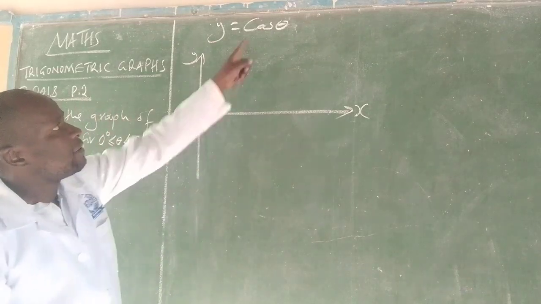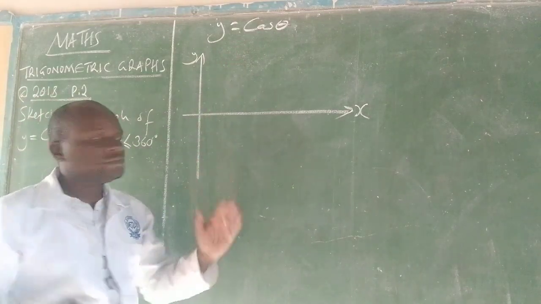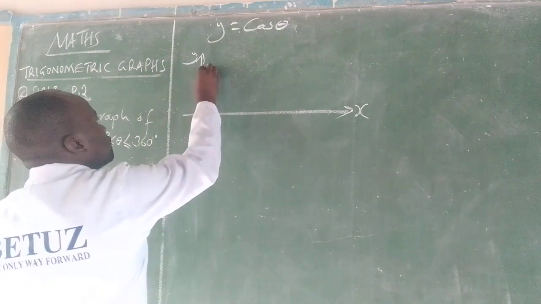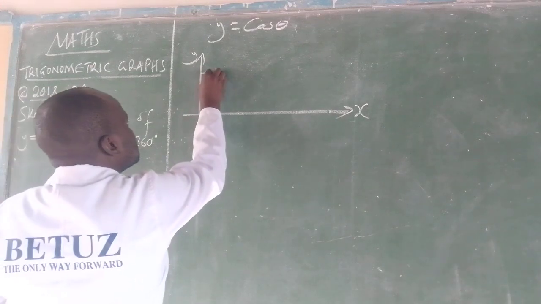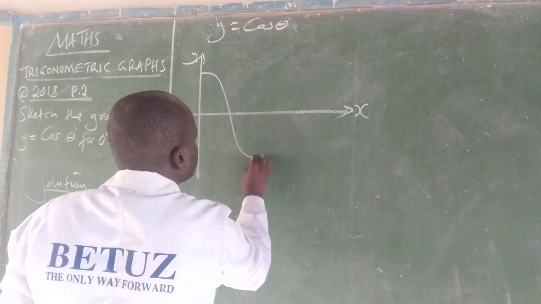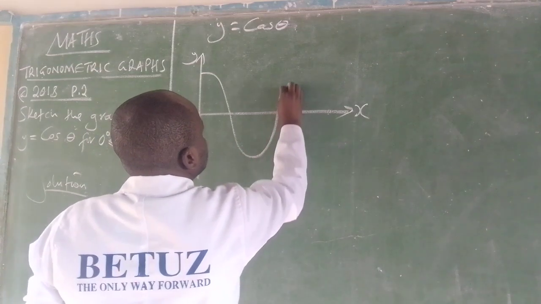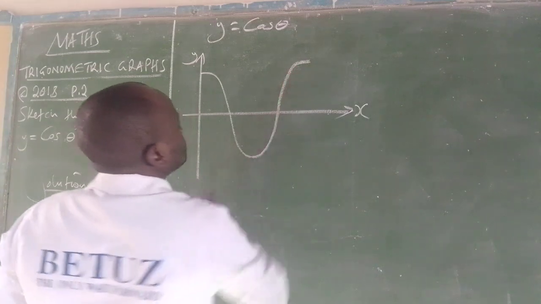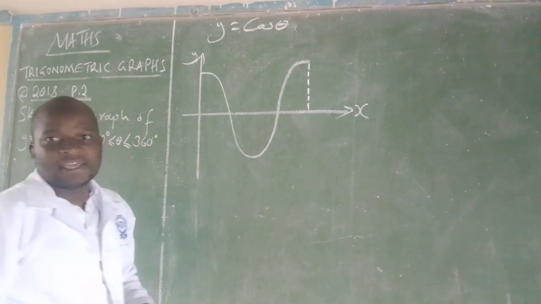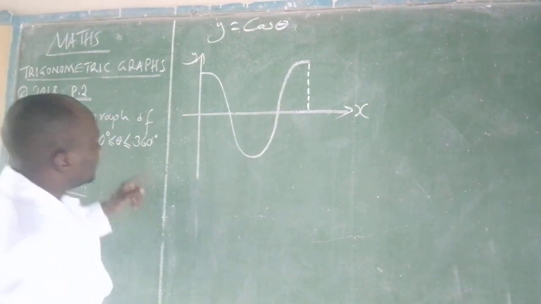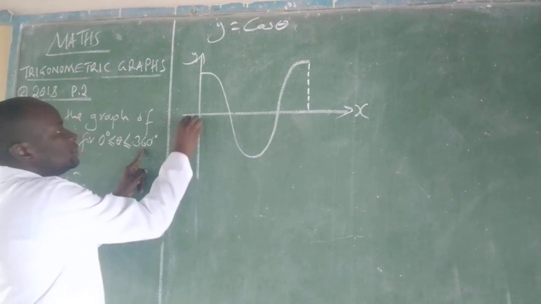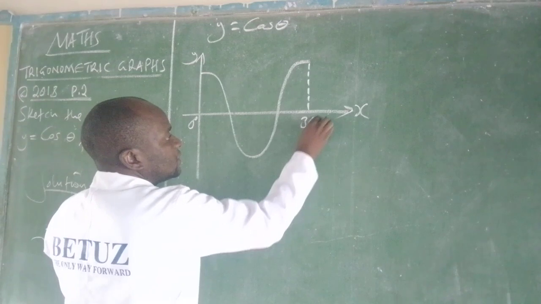Right. Now because our cosine graph makes a U, we draw a U starting from the top there. From here, it will go as follows. Then at the end here, put a dotted line in that manner. In our range, the last figure is 360. So here put 0 degrees and here put 360 degrees like that.